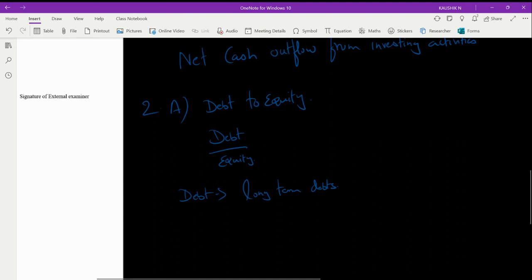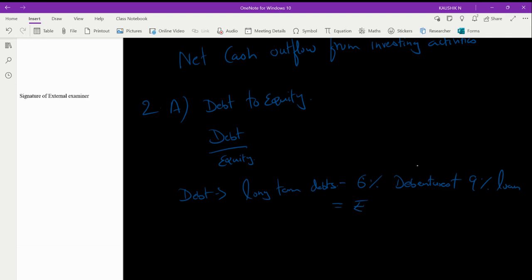So you will just write here the long term debts. This includes 6% debentures plus the value of 9% loan. Now bring down its value. 6% debenture value is rupees 3 lakhs and 9% loan is rupees 1 lakh. That will give you a total of rupees 4 lakh. So the debt composition I have received is 4 lakh for the numerator.